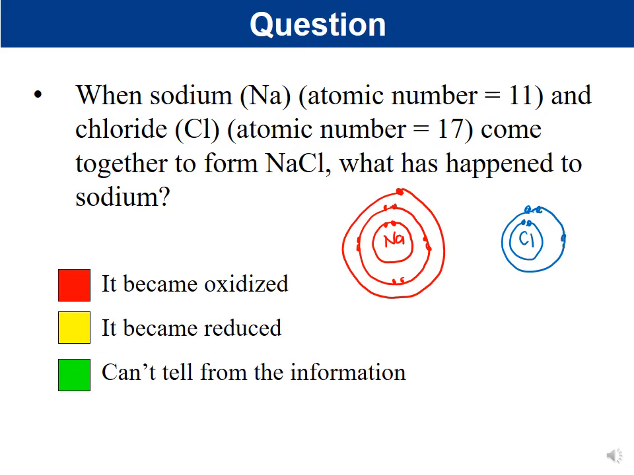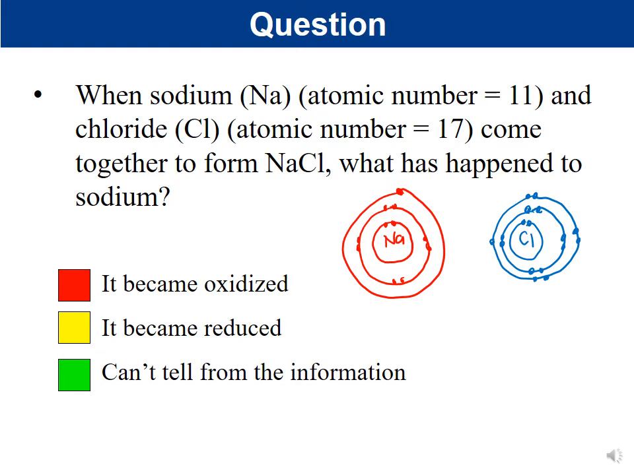8. That brings me to 10. So how many in the third shell? If we're at 10, that means there's 7 in the third shell. So 1, 2, 3, 4, 5, 6, and 7. So if you're looking at your electron shells between sodium and chlorine, how many more does chlorine need to fill its outer shell? And the answer is that chlorine needs 1 more.